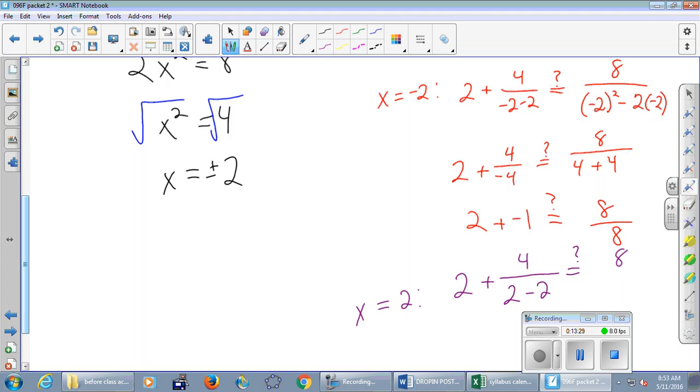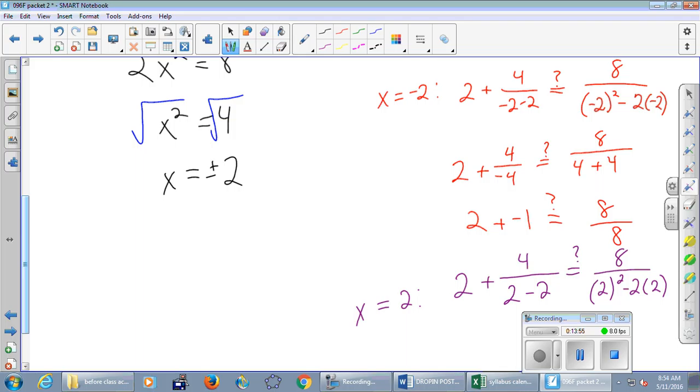So 8 over, it was x squared minus 2x, right? So 2 squared minus 2 2's. That's the question. Okay, so division by 0 is not allowed, which means x equals 2 does not work. You end up with something undefined when you try to substitute x equals 2. Like I said, it's disconcerting.